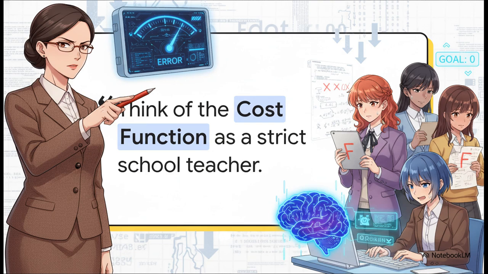I actually really love the classroom analogy for this. Think of the cost function as a remarkably strict school teacher. The higher the error score this teacher hands back, the worse the student, our model, performed. The machine's sole purpose in its artificial life is to get this error score down to absolute zero.